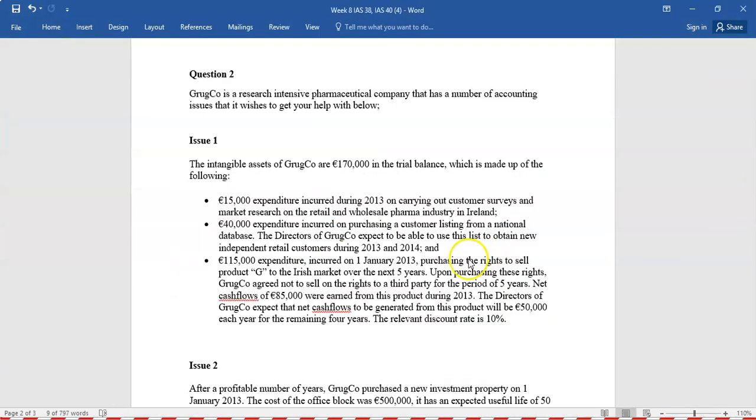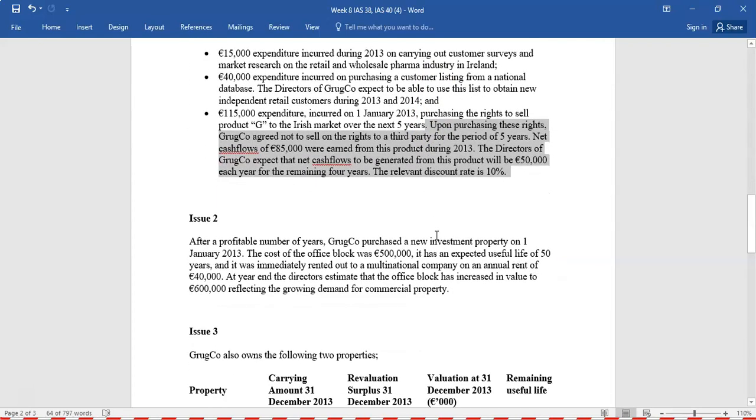But you had to read between the lines and say, why am I given all this information? IAS 36 is relevant here as well. All right, so that's dealt with issue 1. So have a look then at issue 2.